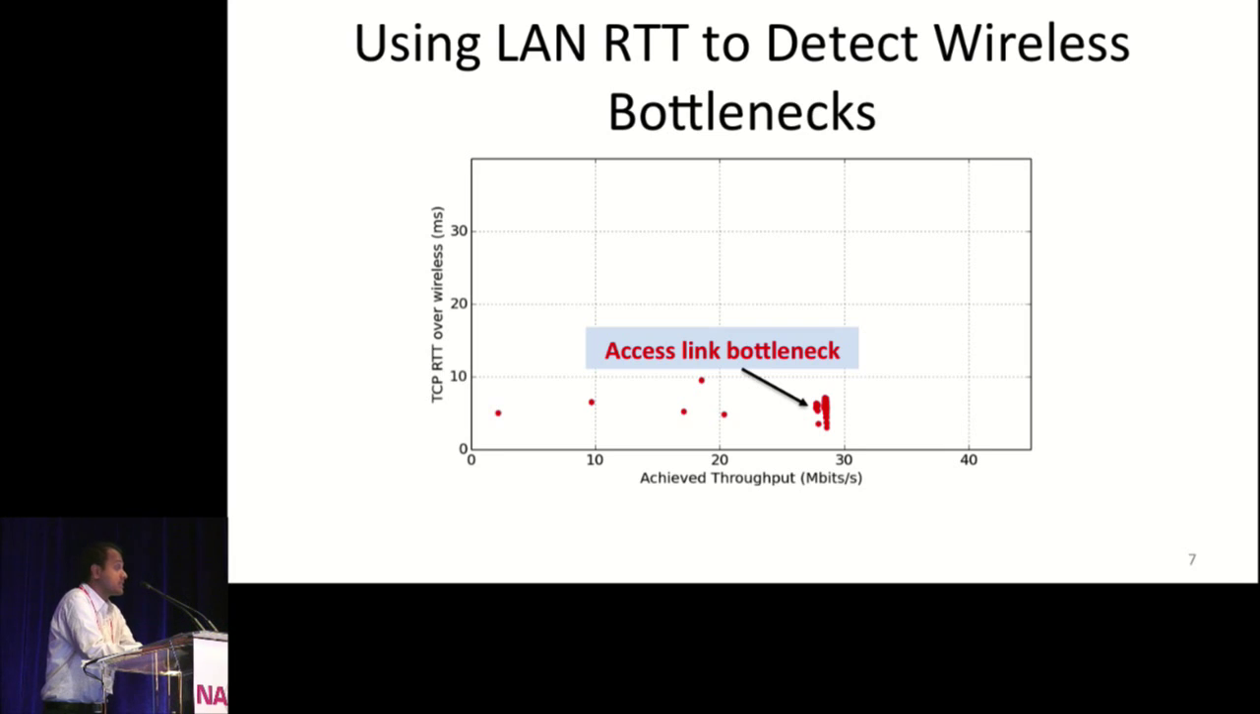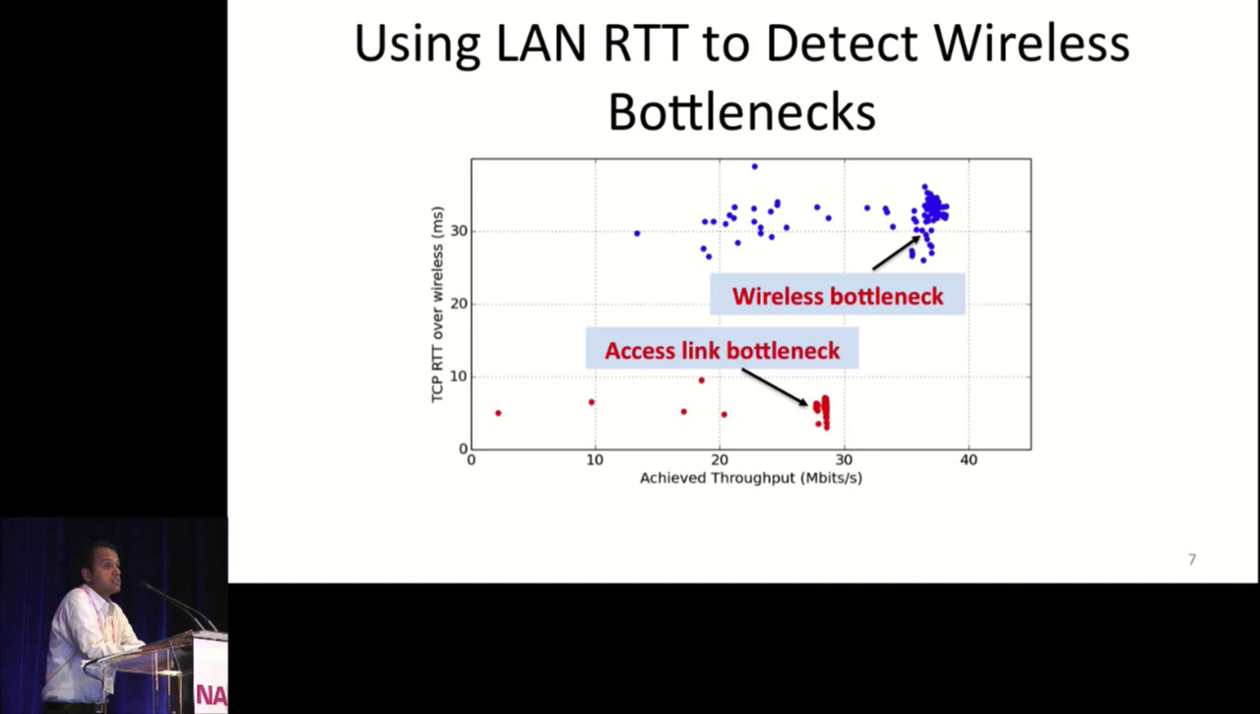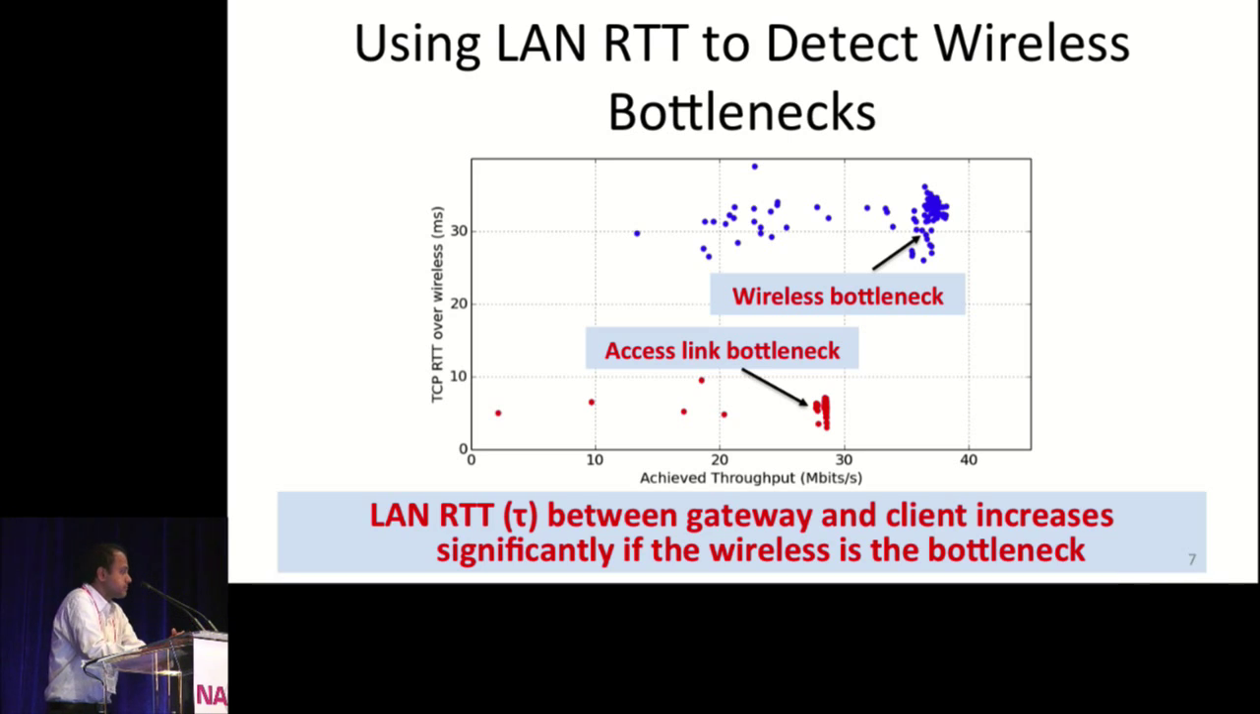So this is the RTT inside the LAN network. What we see here is what you would expect, that the average TCP RTT is about 5 milliseconds. It's slightly higher than you might normally expect. You would expect about 1 millisecond, but still within reason. But if you flip it and make the wireless the bottleneck, so basically remove the access link bottleneck, the picture changes again. So you see a very distinct property. The RTT over wireless has increased to about 25 to 30 milliseconds. This is because of buffering inside the wireless gateway. And so again, we can use this very distinct property, the LAN RTT, in order to detect whether the wireless has bottlenecked the end-to-end flow or not.